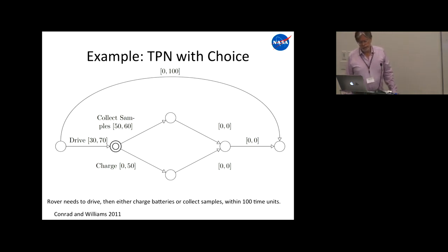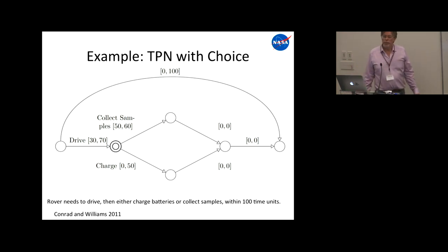This double ring node is called a choice node. So in this scenario, this is a TPN. This is a temporal plan network with a choice node. In this scenario, the rover needs to drive, then either charge batteries or collect samples within 100 time units.